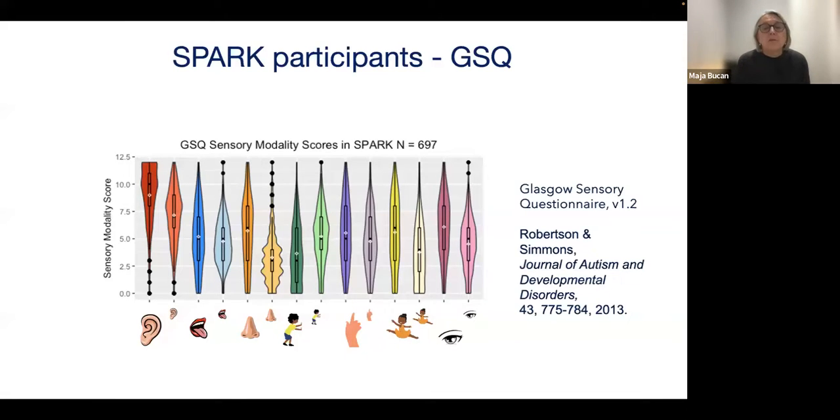Again, just to give you a flavor for data that we're getting so far, we are getting a Glasgow sensory questionnaire. It gives a score for different sensory modalities, from auditory, gustatory, olfactory, and so on. With a very striking, interesting result, but not surprising for many of our colleagues, is that particularly high scores, which means high hypersensitivity and high hyposensitivity, are detected for auditory sensitivity.